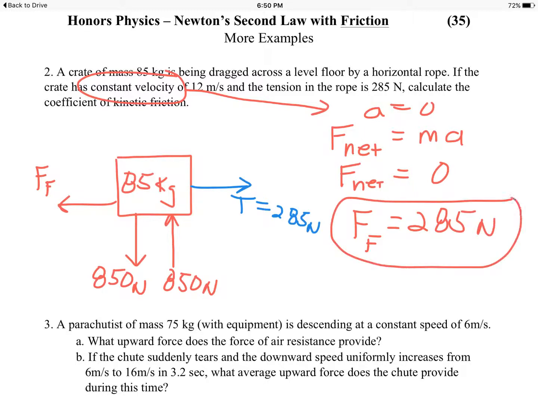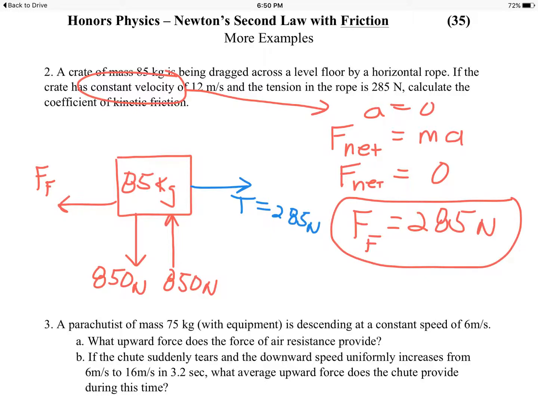You might say, well then how is the crate moving if the two forces are equal? Well, this means that there must have been a force a little bit greater than 285 newtons of tension in the rope to get the crate moving, but once it was moving, if you just maintain a force equal to the force of friction, you don't accelerate anymore, or you don't decelerate, you stay at that speed. But yes, you would have needed a force greater than that to get the crate going.